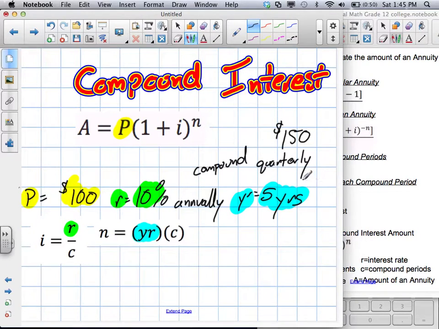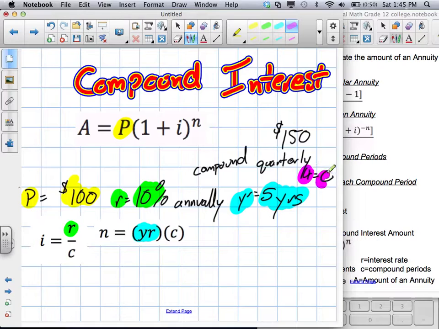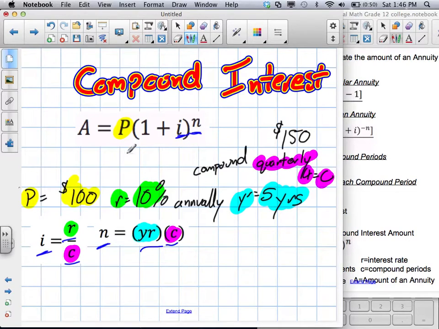So 4 is equal to what? What letter do you think we're using? C. That's our compound period. 4 is equal to C. It's quarterly, and C goes here. Now with C, if you notice, once we have this information, we have a number for N and we have a number for I, and then we'll have all the variables to solve for A. So we actually have to do a little equating before we get into it.